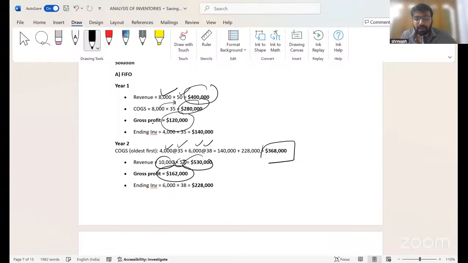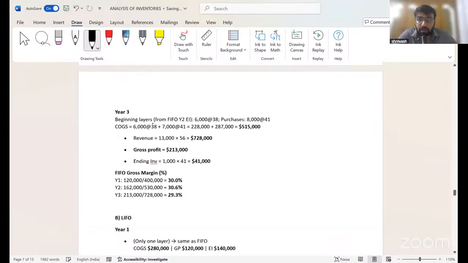And ultimately, my ending inventory will be how much? Sir, entire ending inventory will come from what? From the recent year purchases. Because what I've purchased this year is 12,000. 6,000 has been sold. 6,000 remains in my inventory. And I've purchased that at 38. So that is what my inventory value would be.